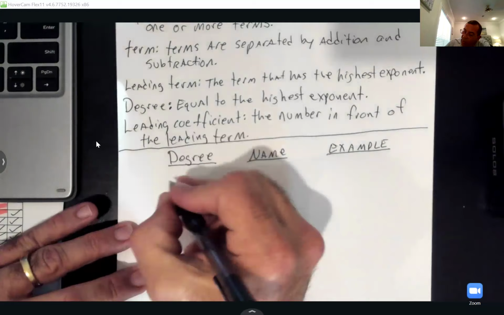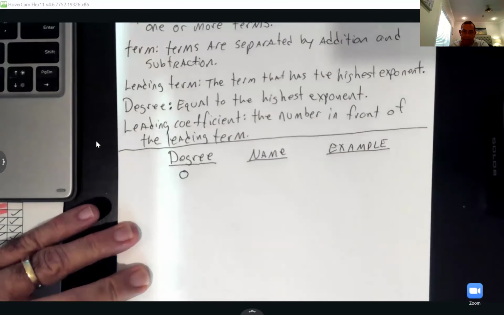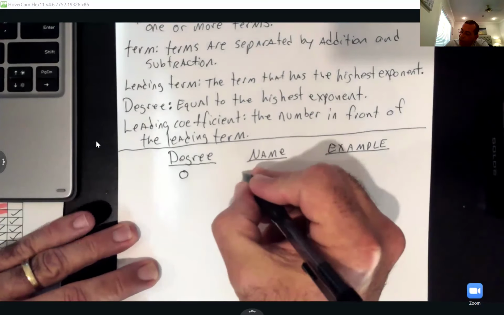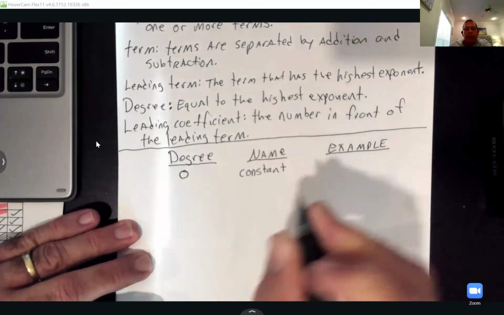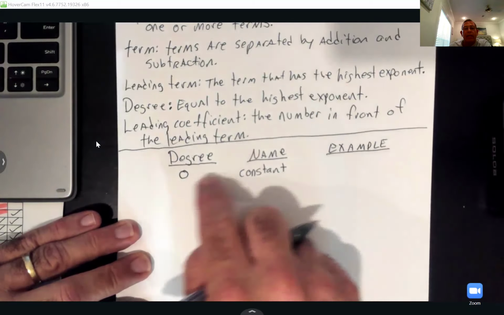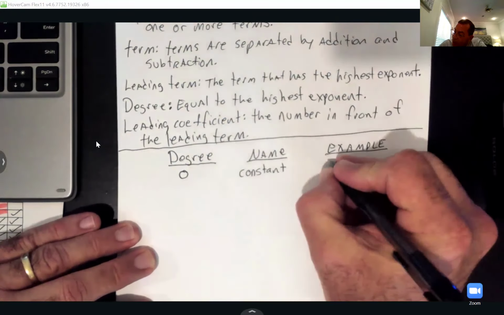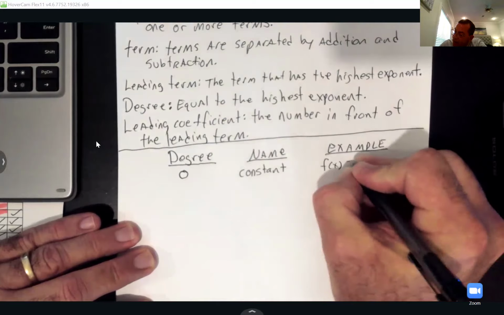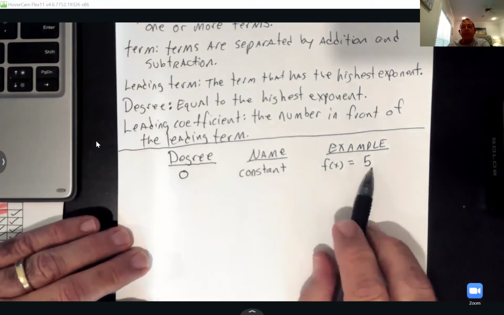So the first degree we can have is a 0 degree. This we call a constant. So a 0 degree, if you was to graph it, would go straight across like those constant intervals. And an example would be f of x equals 5. It's just a number.